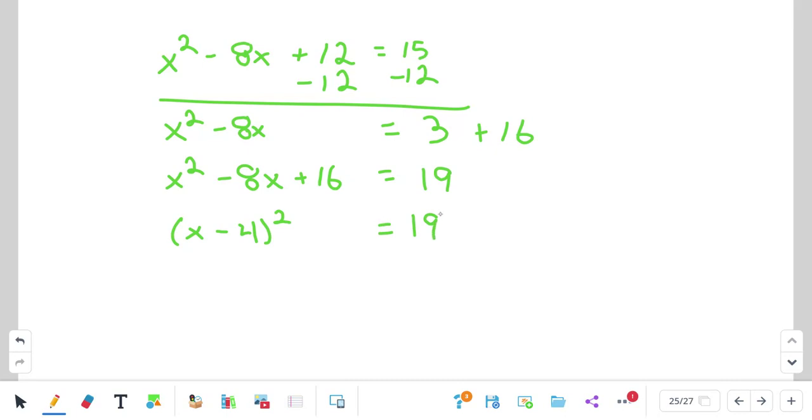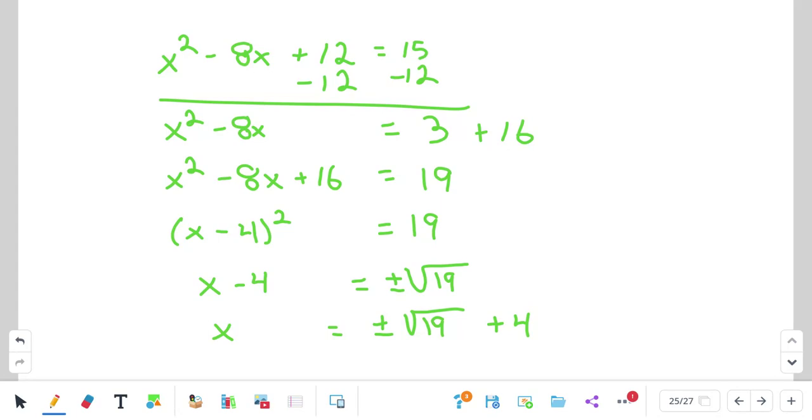I'm on my way. I can square root both sides. 19 doesn't square root nicely, so I'll just leave it under a square root sign and call it good. I won't forget my plus or minus, and then I'll add 4 to each side, so I'll have negative or positive square root 19 plus or minus, and then plus 4 because I'm adding 4 to both sides. Okay. If somebody wants you to write 4 plus or minus square root 19, no problem, they can do that.